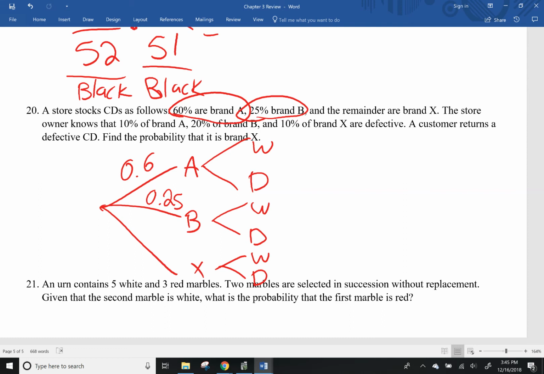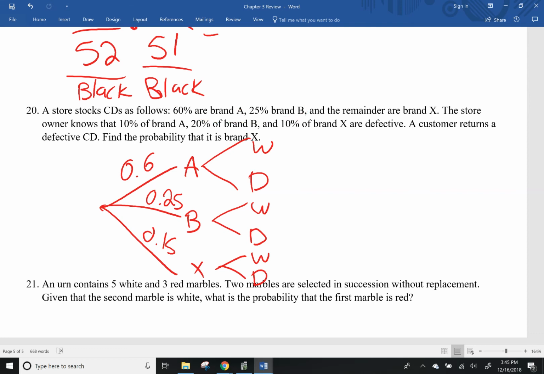So 0.6 plus 0.25 is 0.85. So the remainder, which adds up to 1, must be 0.15, because all 3 of these should add up to 1. So that's how I can find out what the X value should be, which is 0.15. Okay, now it's works and don't work.